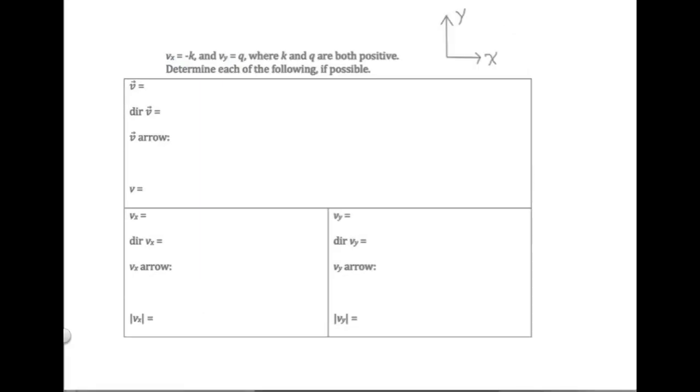Please try this. Well, we're given the components, so we can start by writing the components. Vx is negative k, and Vy is plus q. Remember, for a beginner, it's best to put a positive sign in front of positive components, even if the problem doesn't do that. What's the value of putting in this plus sign? Well, that reminds us of the importance of the direction of this component, which is up. And this component is in the negative x direction, which is left.